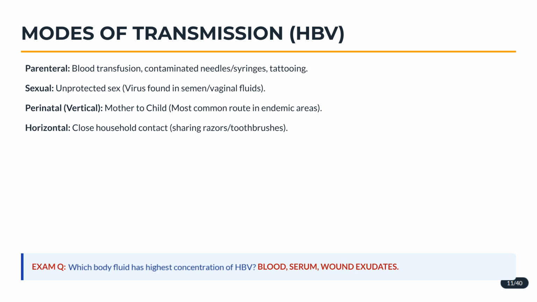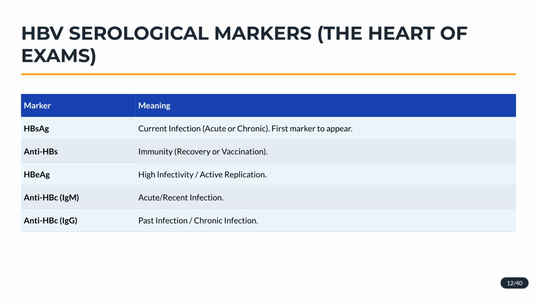This slide highlights the HBV serological markers, which are central to understanding infection status in exams. This table provides the golden rule for interpreting the various serological markers of hepatitis B to determine the patient's status.